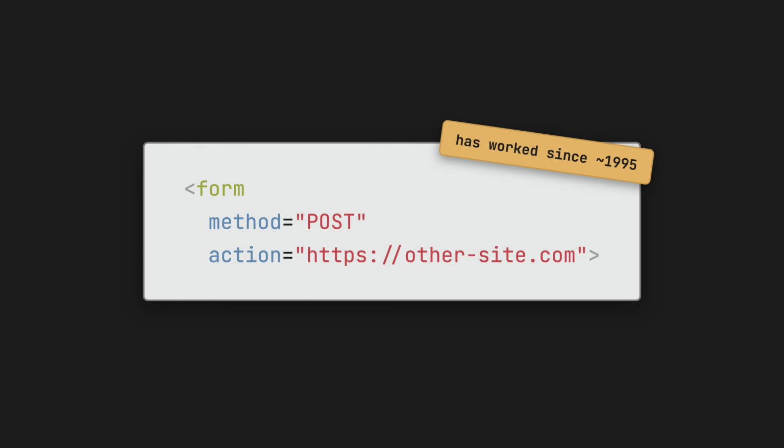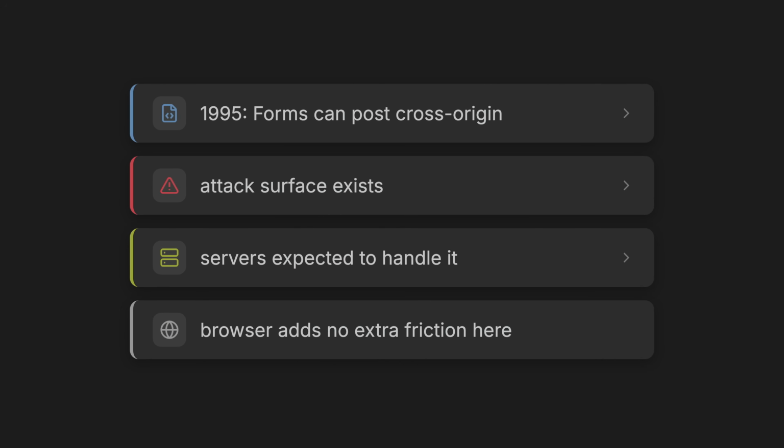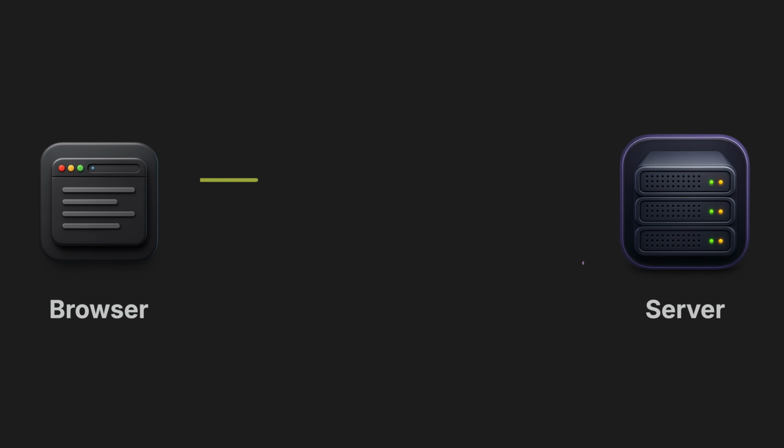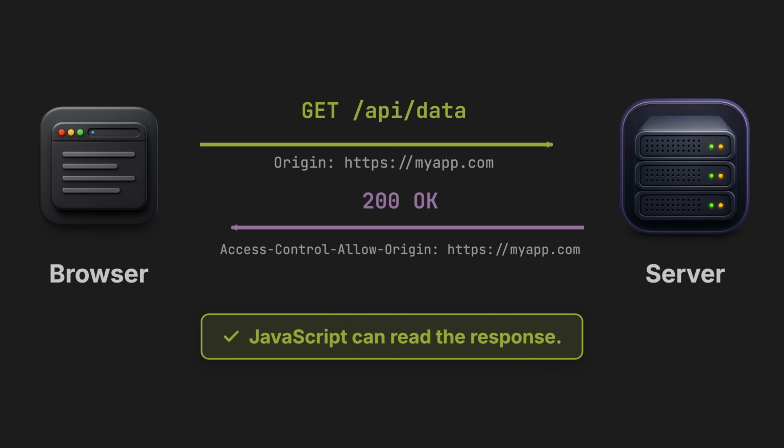These look oddly specific. They're not arbitrary. These are exactly the kinds of requests HTML forms could always make since the early web, before any of this existed. A form posting cross-origin was always possible. The browser doesn't add friction here because that attack surface already existed, and server developers were always expected to handle it themselves. Simple request, browser sends it, server responds with the right CORS header, JavaScript reads the response.